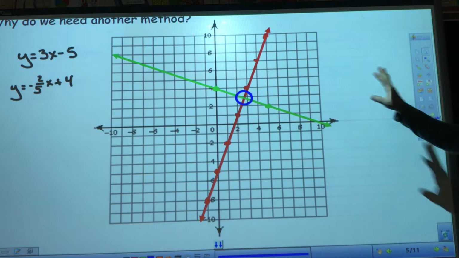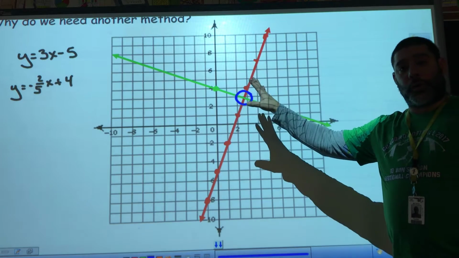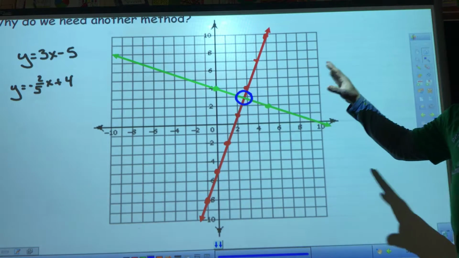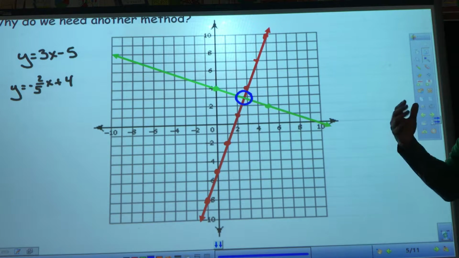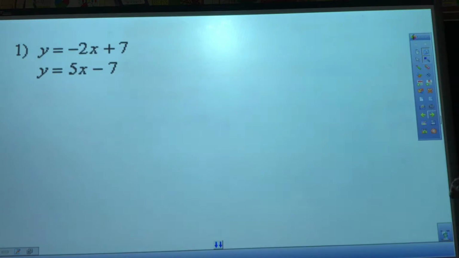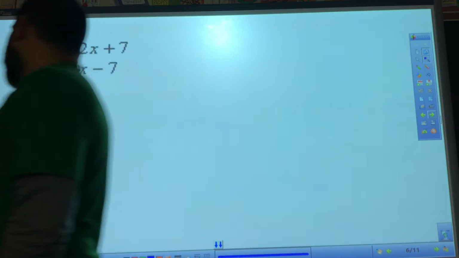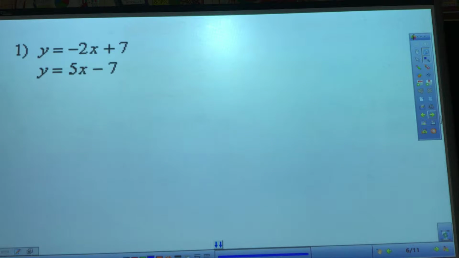Okay, so graphing is great. It's a good visual, but it's not always the most accurate in terms of being able to see when we don't use technology. Okay, so this is the way the problems are going to look. For today, all the problems are going to be just like this, just for today, as we introduce this.